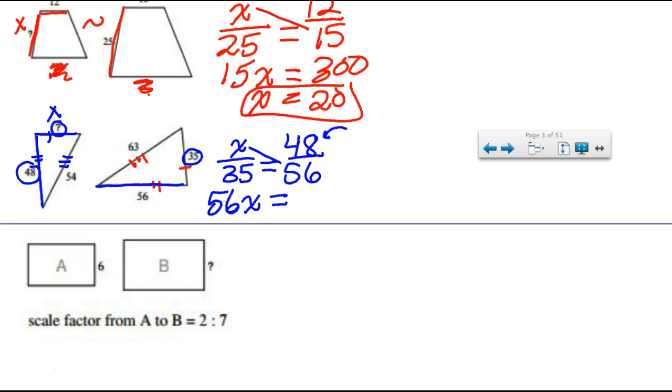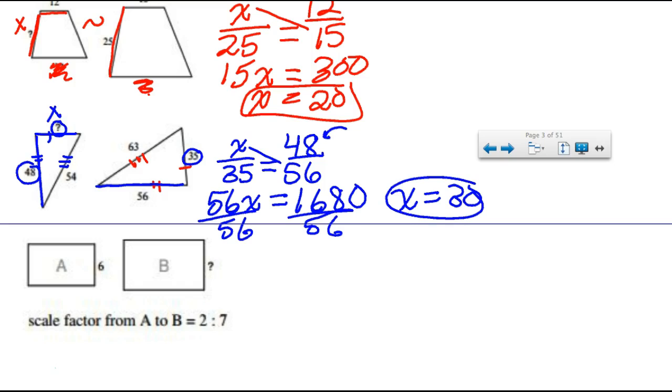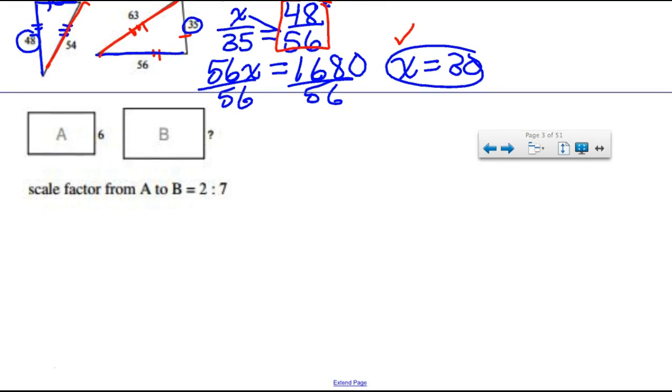56x is equal to 48 times 35, which, once you go to a calculator, is 1,680. I'm going to divide both sides by 56 to attack that x. So 1,680 divided by 56 equals, and we've got a nice 30. And we're done. Again, just to repeat, I could have used 54 to 63, and had I done that, I would have still gotten the same answer because I was told that the figures are similar. So all those ratios are identical. On the next one, I was only given one pair, but I'm given the scale factor from A to B.